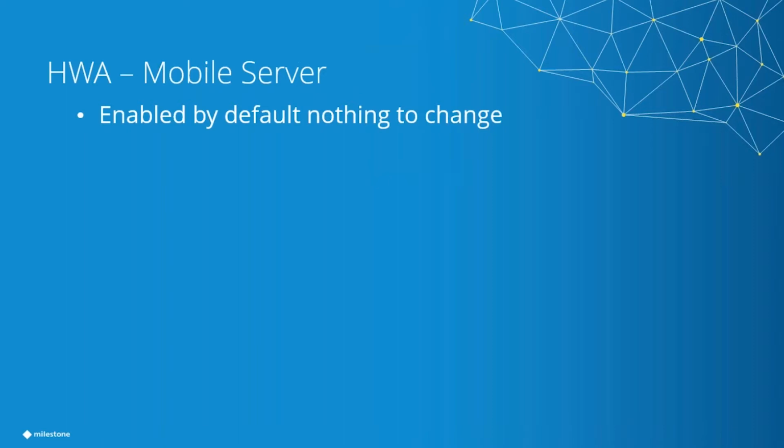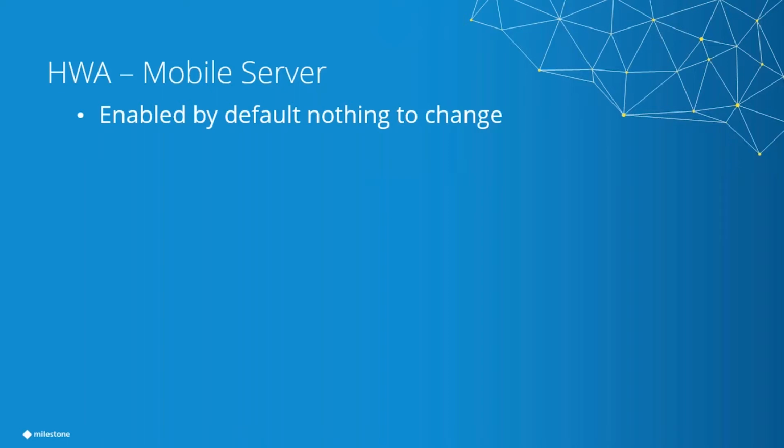Within the mobile server, there's no interface to turn it on or off. It's just on by default. There's nothing to change. I believe you can go into a config file and manually disable it by modifying the config file if you really wanted to for some reason. But generally, there's no instance I can think of off the top of my head where anybody would want to, because it's only good. It's going to help you work faster, work more efficiently, and lower your CPU levels. So it's just on in mobile server.